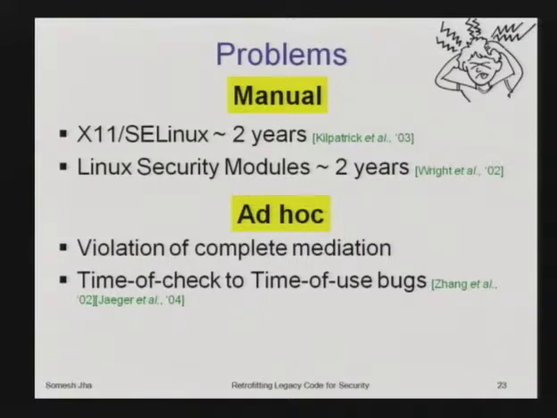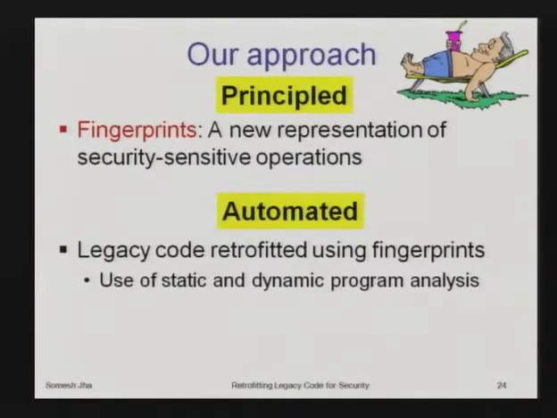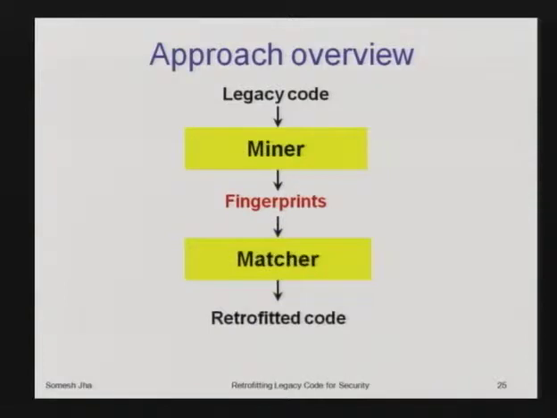There were also some classic time-of-check to time-of-use bugs in this placement. So essentially, if you look at this paper trail, it shows you that manually doing these things opens you up to a lot of problems. Our approach is, I hope, principled. First, we introduce a language called Fingerprints, which is a new representation for security-sensitive operations, and then we give you an automated way of finding these fingerprints through some code mining techniques.